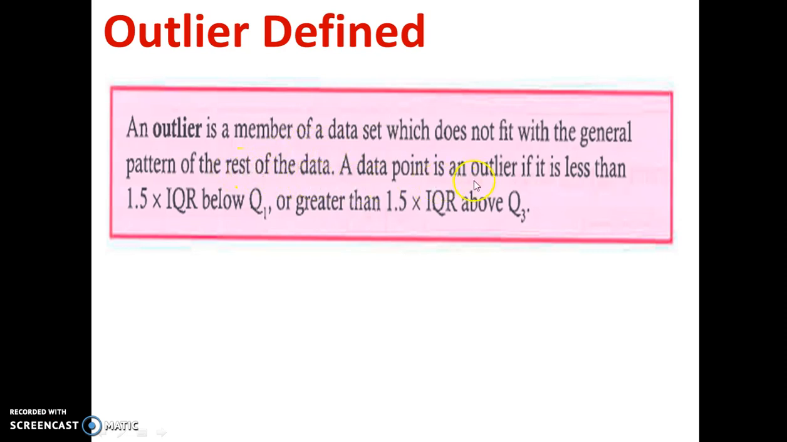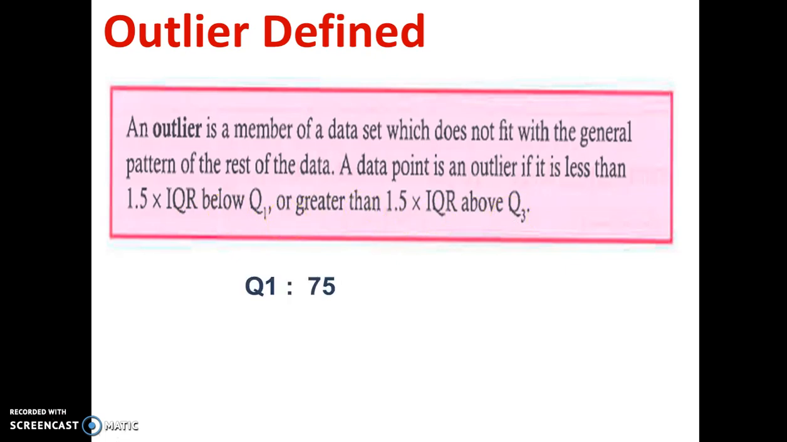A data point is an outlier if it is less than, and then you got to fill this in, less than 1.5 times the interquartile range below Q1, or greater than 1.5 times the interquartile range above Q3. So basically you're saying you find the IQR, you multiply that number by 1.5, and then you go above and below Q3 and Q1, and that's what gives you where outliers are.